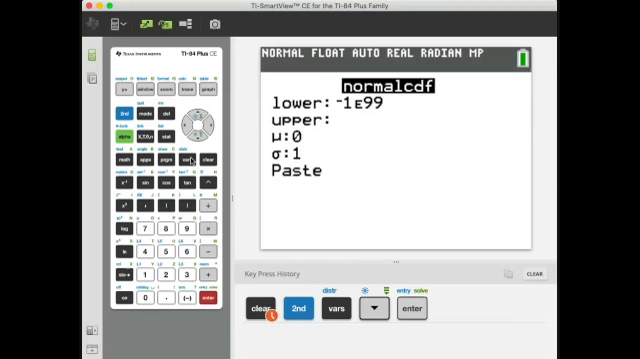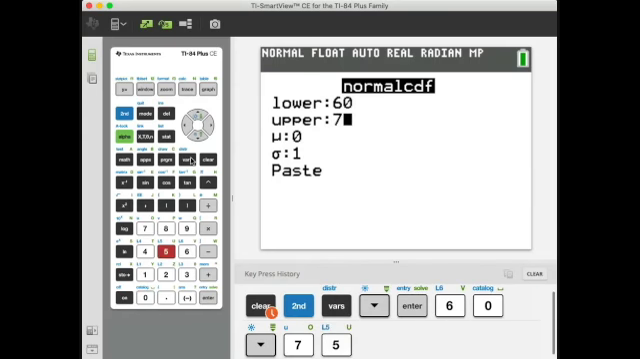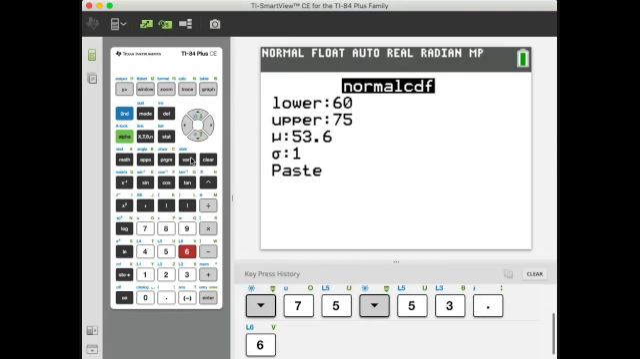This is a little bit nicer in some ways than the binomial distribution because we can put in the lower and the upper bound, right? So our lower bound is 60. That's the smallest car speed we're interested in. And our upper bound is 75. Our mean we know is 53.6. And our standard deviation is 7.4.